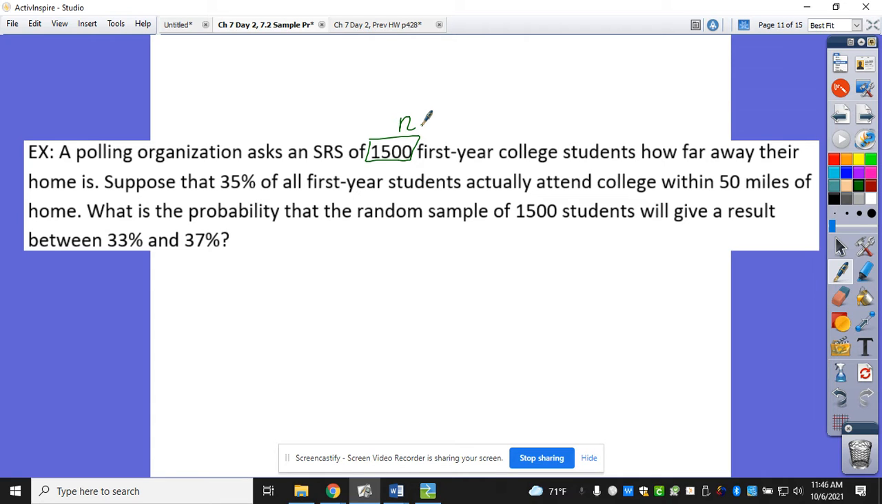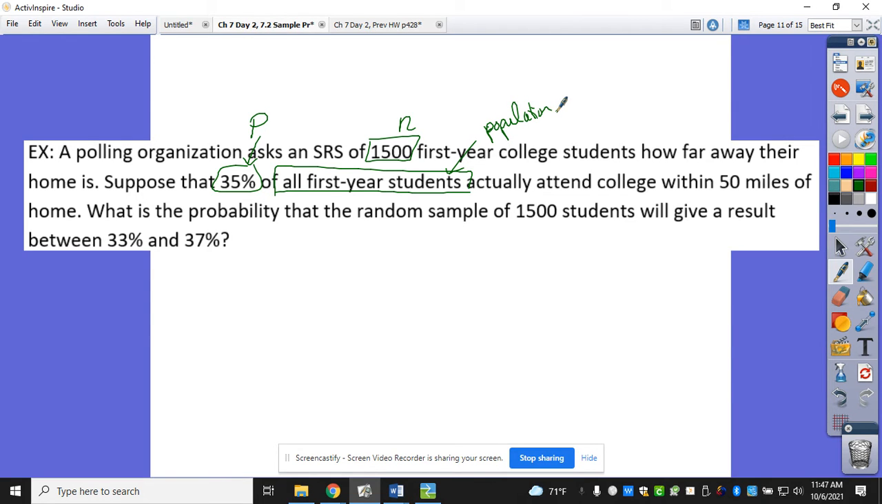Suppose that 35% of all first-year students attend college within 50 miles of home. So what do you think that's going to be? Probability. Which letter? Symbol. P. It's just P because it's of all first-year students. So all first-year students is our what? Population.